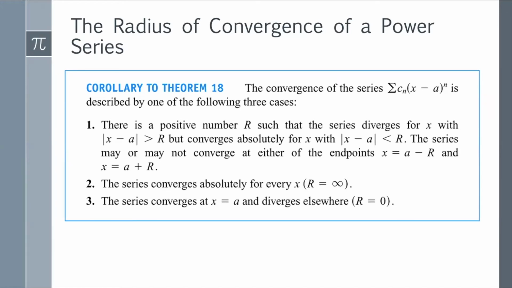Case number two, the series converges absolutely for every x. In that case, we say r is infinite. And case number three, the series converges at x equals a and diverges elsewhere. In that case, we say r equals 0. The number r is called the radius of convergence.